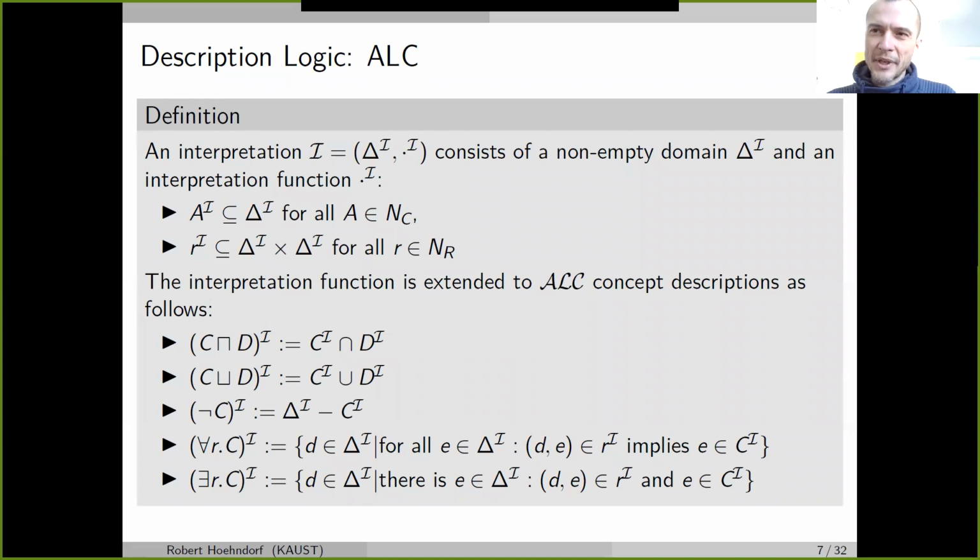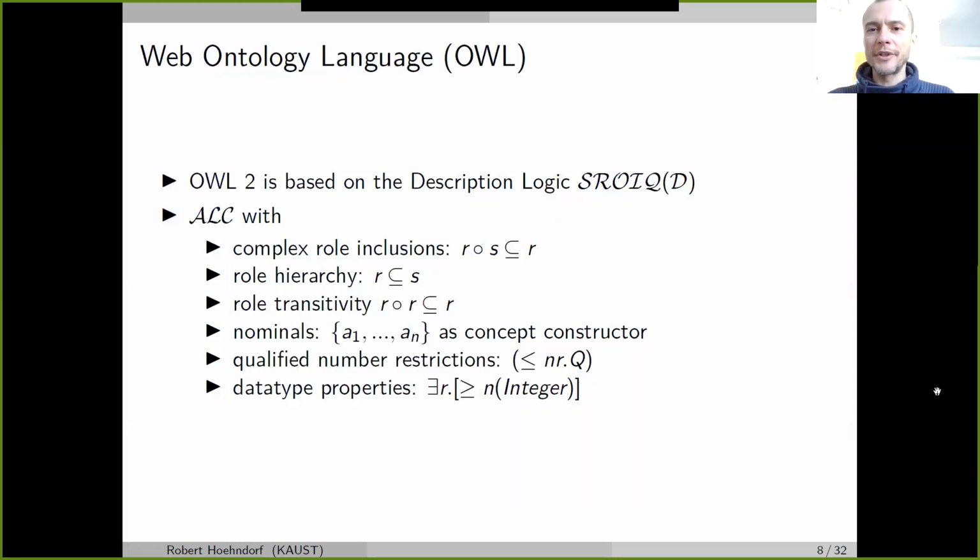And I was talking about OWL ontologies, and OWL is a language. It's the Web Ontology Language, which is part of the semantic web, and it's based on description logics. So it's based on a particular type of description logic, not ALC, but it's called SROIQ. And this is a language which is ALC with a lot of other additional constructors. So there are complex role inclusions, role hierarchies, transitive roles, nominals, different types of quantifiers that express cardinality, and also some data type properties.